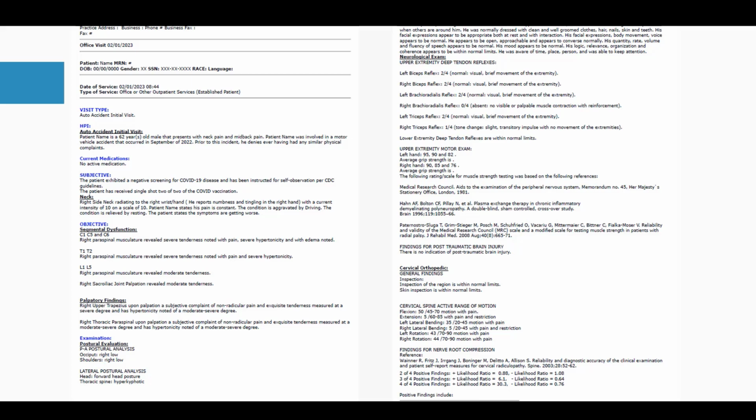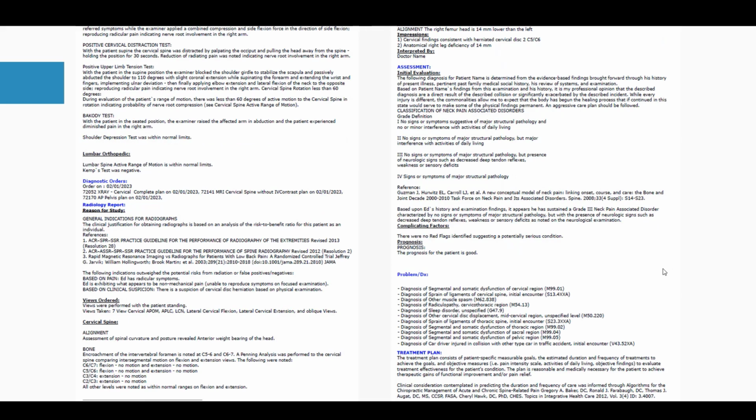You will see under objective, segmental dysfunction, that is a note system, as well as palpatory findings is a note system under that objective section. And then we move into the examination, and you'll see postural evaluation, observation, neurological examination, cervical orthopedic. And as we work through the note and see what this finished note looks like, you can see the various note sections and note systems that are underneath those sections.